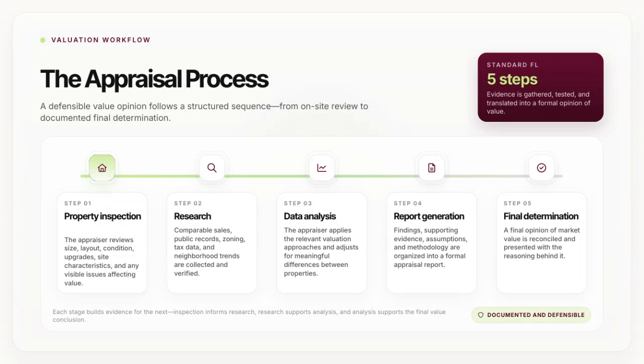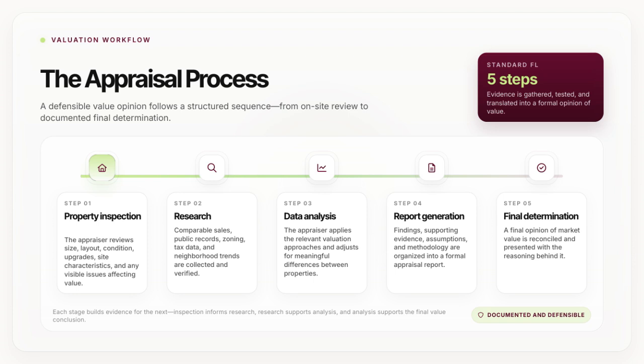The valuation workflow is a carefully structured process designed to produce a defensible and well-supported opinion of value. It follows 5 key steps, each building on the evidence gathered in the previous one. We start with the property inspection. Here, the appraiser thoroughly reviews the property size, layout, condition, any upgrades, site characteristics, and visible issues that could impact value. This first-hand observation is critical because it lays the foundation for everything that follows.